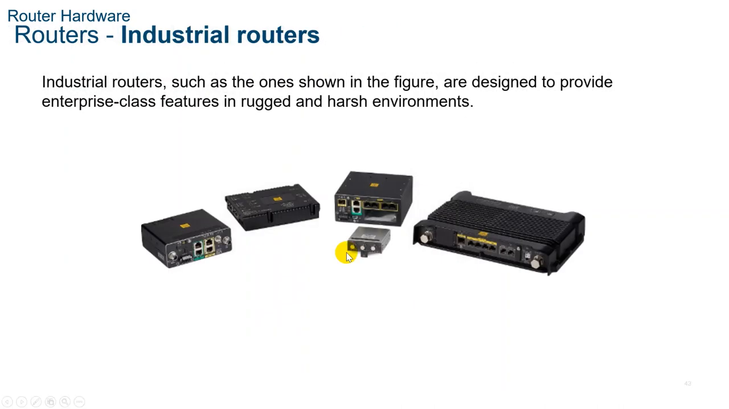Right? And the last one is industrial routers. Okay. So industrial routers, such as the one shown in the figure here, are designed to provide enterprise-class features in rugged and harsh environments. Okay, so their compact, modular, ruggedized design is excellent for mission-critical applications.